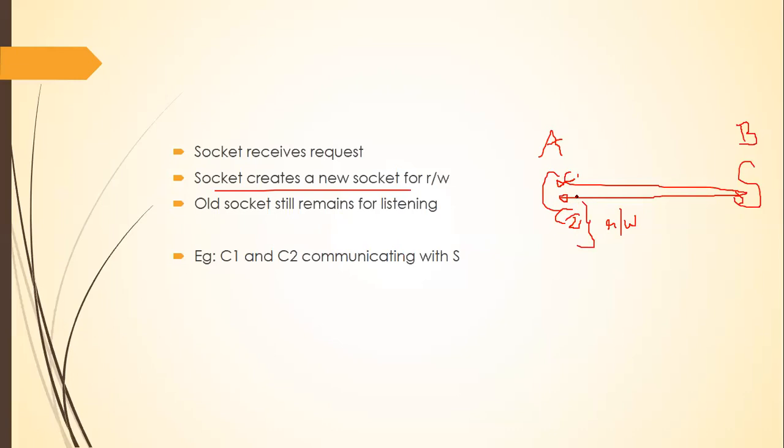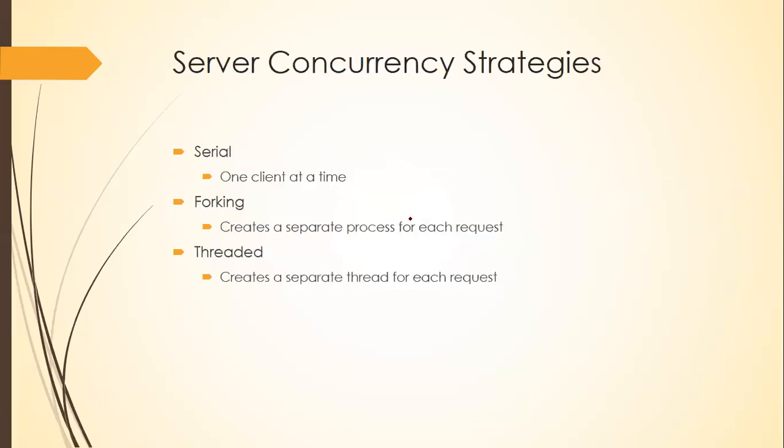You call these multi-sockets. Now, there are several strategies in which the server can interact with the client. The basic thing is called serial. You will have one client at a time, which is catered to by the server. Or you can even have forking. Forking means, it'll look like a fork. A separate process for each request. Or you could even have a threaded approach.